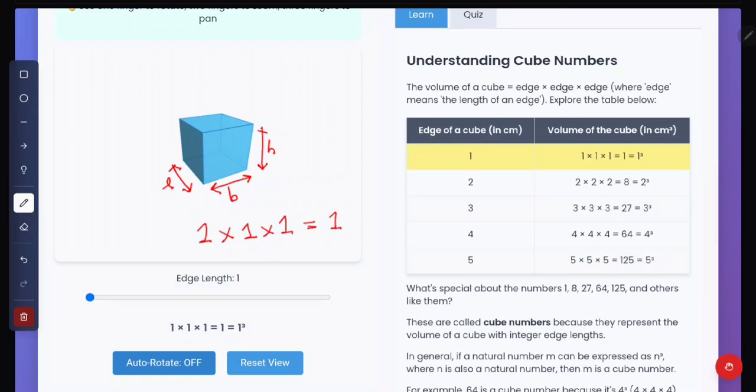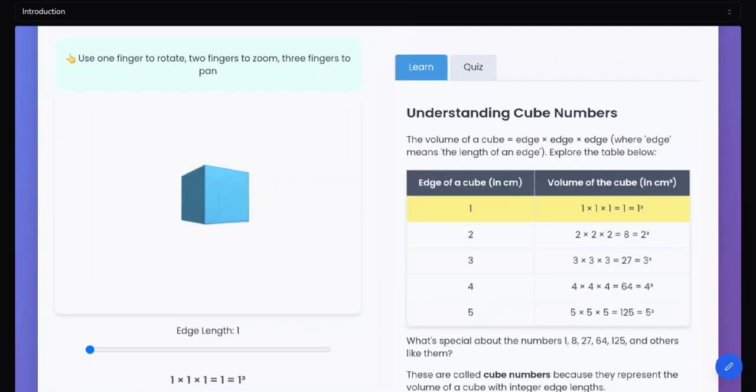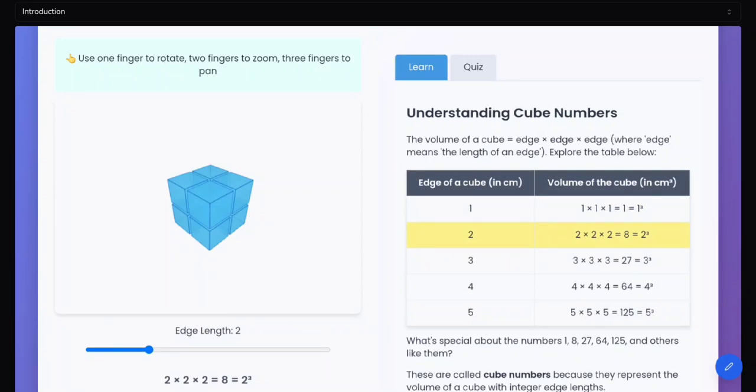Now let's take another example. Let's clear out all the drawings first. Now students, let us increase this 1. Let us increase the edge length to 2. Now you can see that it corresponds to 2 cube here. Now 2 cube means 2 times 2 times 2, that is 8.